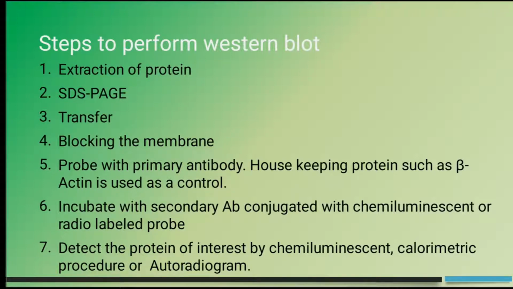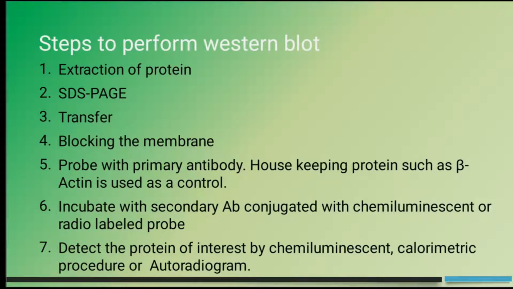Once blocking is completed, the membrane is probed with primary antibody that precisely binds with the protein of interest to be detected. In addition, antibodies for housekeeping proteins such as beta-actin are also used, which act as an endogenous control. So once primary antibody incubation is completed, the membrane is washed. During washing, the non-bound antibodies are removed from the membrane.